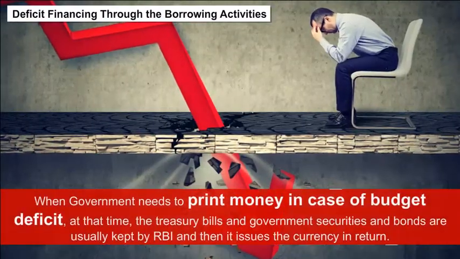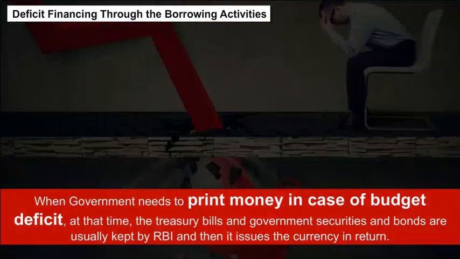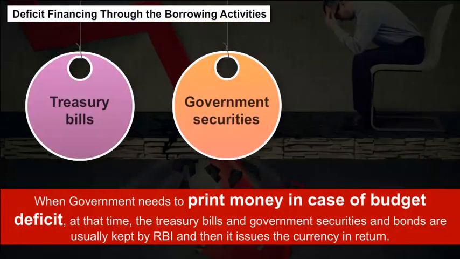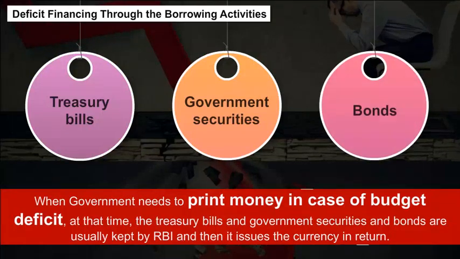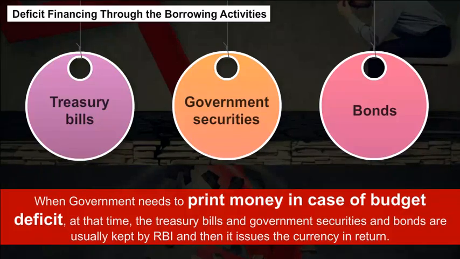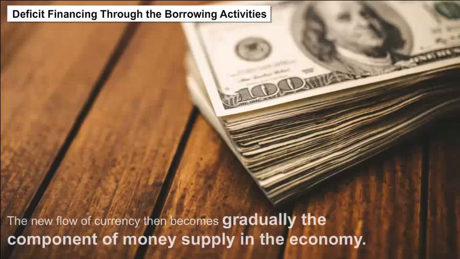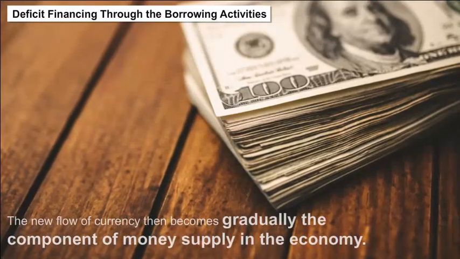When the government needs to print money in case of budget deficit, at that time, the treasury bills and government securities and bonds are usually kept by RBI, and then it issues the currency in return. The new flow of currency then gradually becomes a component of money supply in the economy.